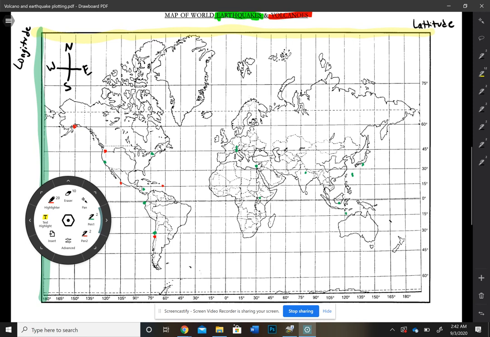Okay. So this one is 46 north, 12 east. It is that close. Okay. No mistake there. 28 north, 75 east. 28 north, 75 east.